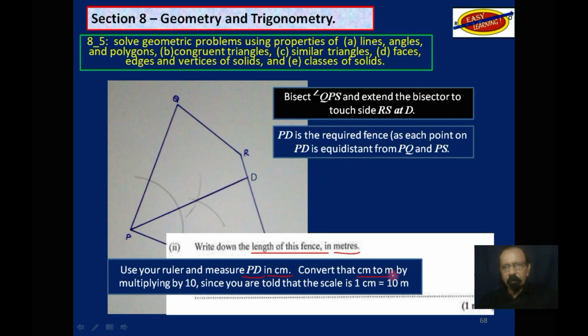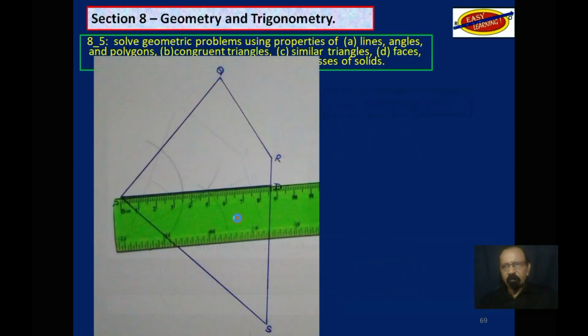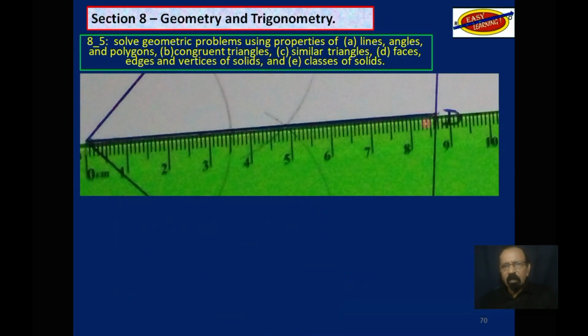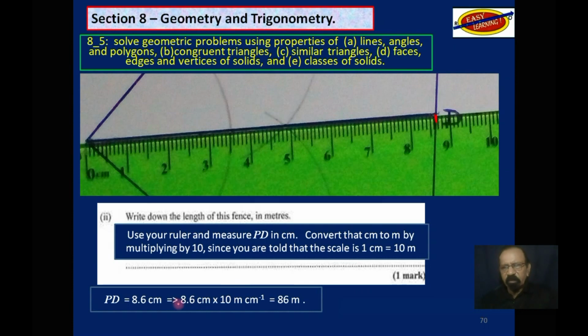Convert that centimeters to meters by multiplying by 10, since you are told in the question that the scale is 1 centimeter is equal to 10 meters. So you measure the line and multiply it by 10. As we could see, the line is about 8.6, 8.7 centimeters. So we get 8.6 centimeters. We multiply it by 10 meters per centimeter and we get 86 meters. So this line here is 86 meters in actuality.